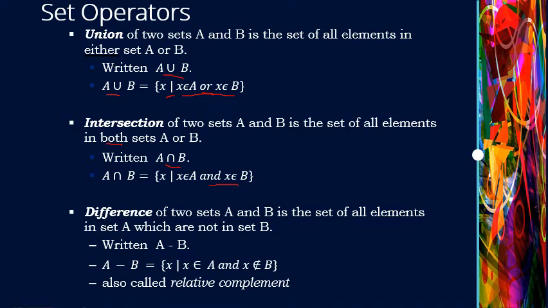Difference. Difference of two sets A and B is the set of all elements in set A which are not in set B. So difference of A and B, subot sila yung A minus B. So kung ano ara sa A nga wala sa B, that is your difference. So also called as your relative complement.